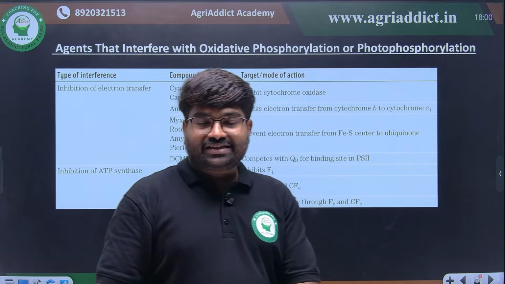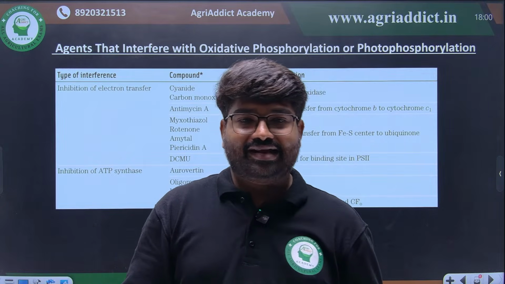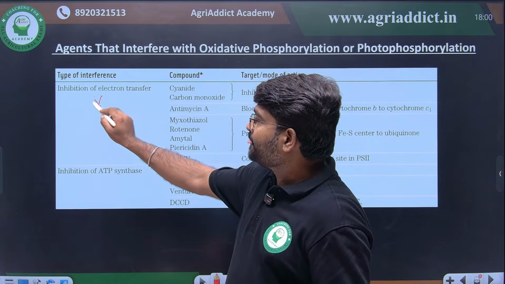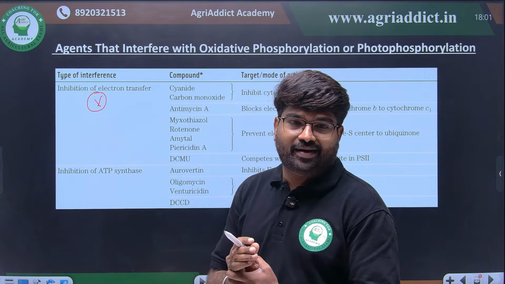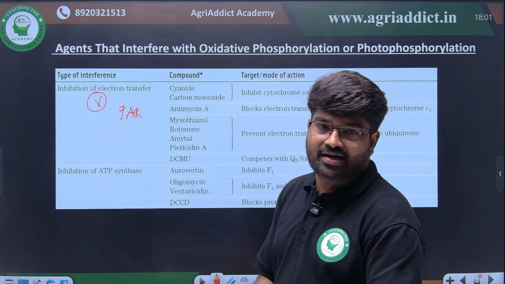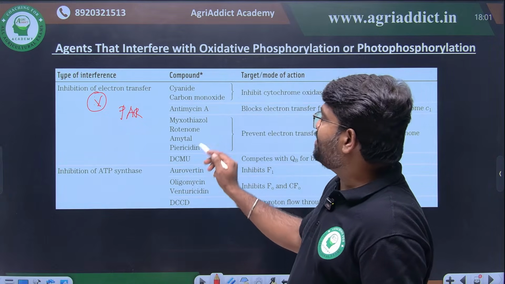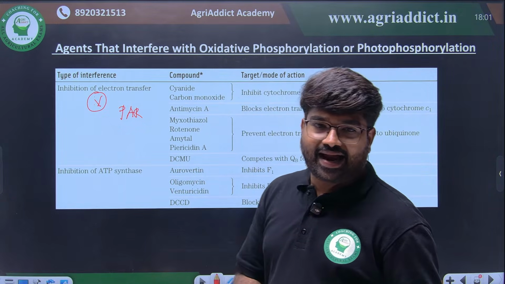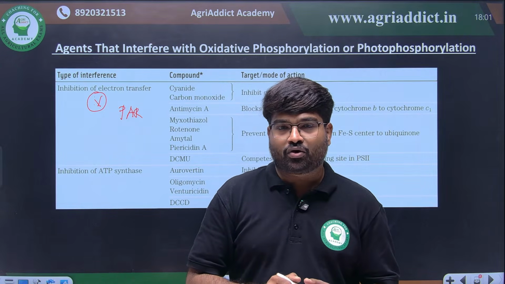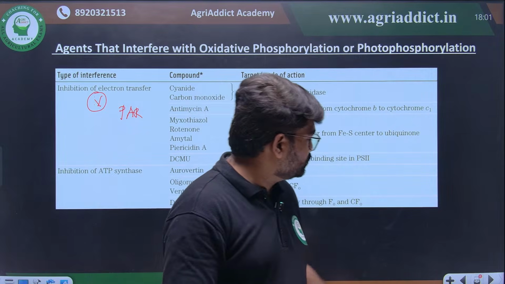Okay. This is the last slide. We are going to see the major inhibitors of the electron transport chain. From here we will get one question. Complex 1 inhibitors are PAR: piericidin, amytal and rotenone. Then complex 3 inhibitors are myxothiazol and antimycin A. Complex 4 inhibitors are cyanide and carbon monoxide. These are the key points you have to remember.